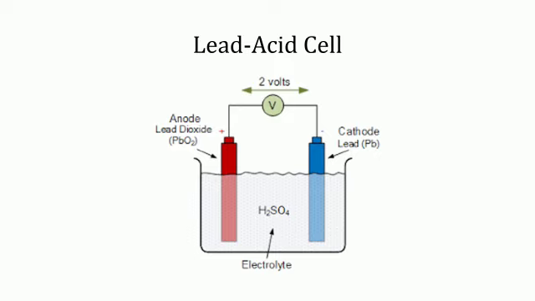Lead oxide carries a positive charge while the lead electrode carries a negative charge. The potential difference between the two is nearly 2 volts. Because of the chemical reaction between the substances in the cell, electrical charge is produced on both the electrodes and electric current flows through the bulb in the circuit. Lead acid cells are used in cars, trucks, motorcycles and UPS.